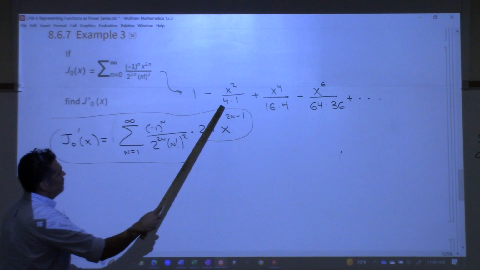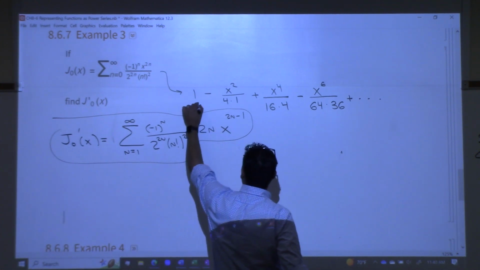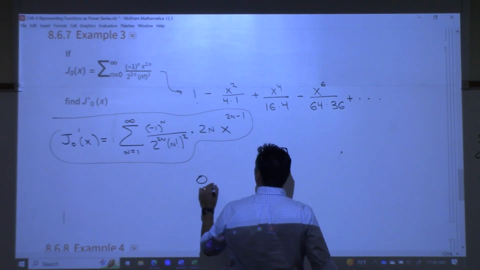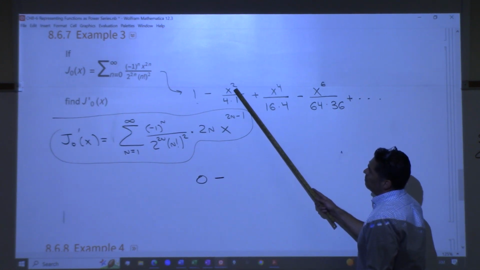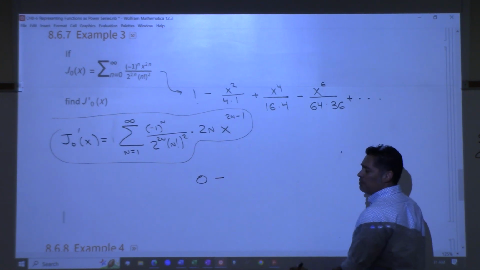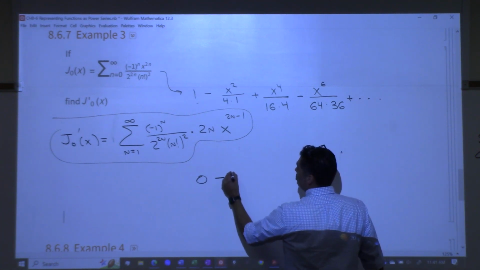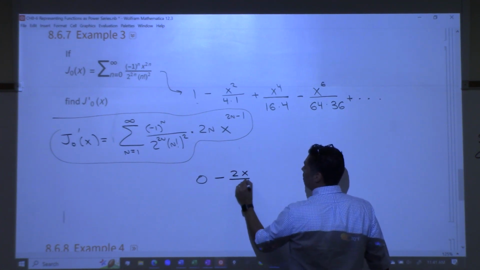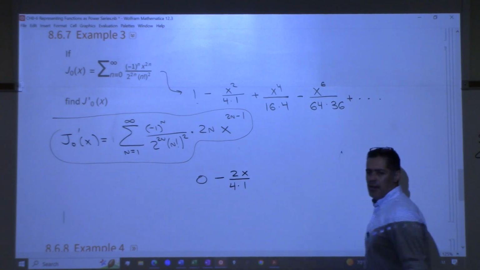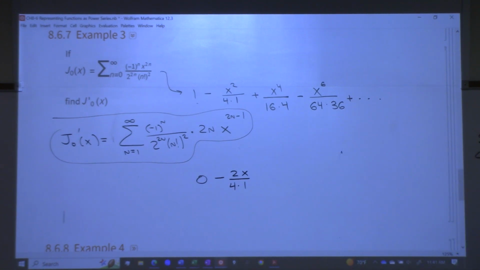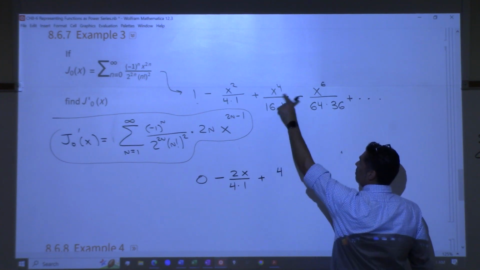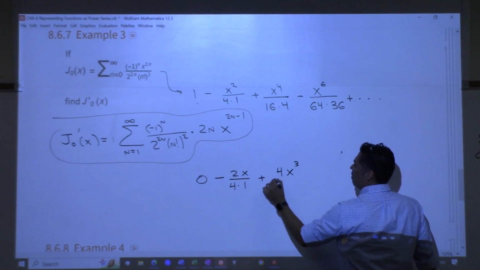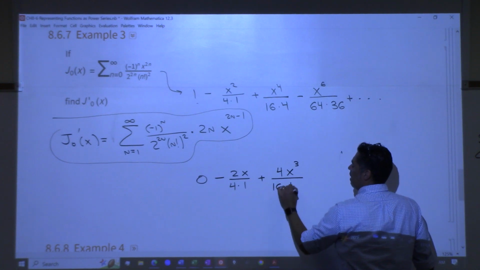0. Okay, here, differentiate. So I'm taking the derivative right there. It's going to be 0. And then differentiate, you get negative, and then 2 comes down. I'm going to put 2x over 4 times 1. I'll clean that up if I need to in a minute. The next one will be plus 4 comes down, x to the third over 16 times 4, right?